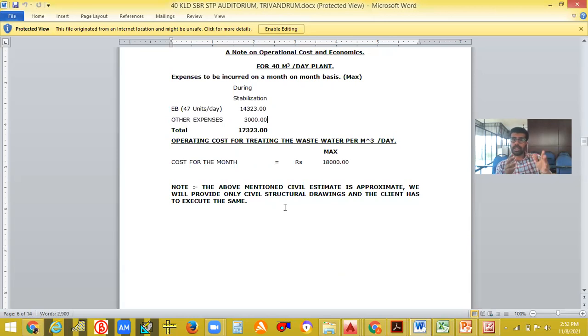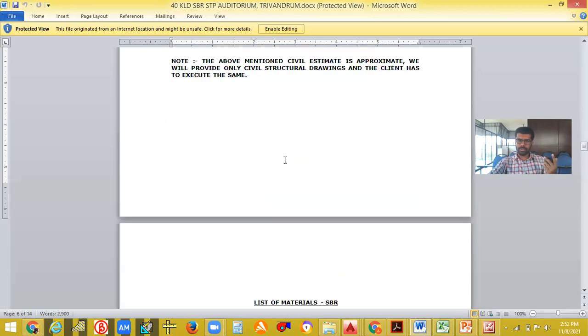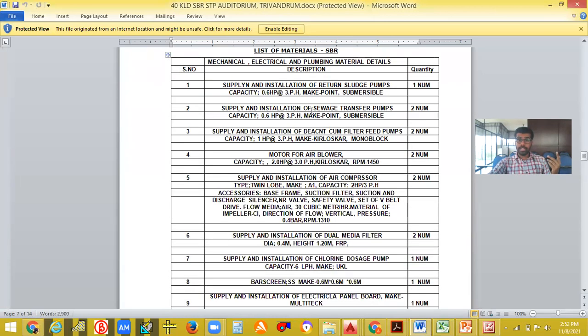And this 7,50,000 won't come in civil works. Excluding civil works only they have said 7 lakh. So civil works is extra. So the list of materials they have used for their sewage treatment plant, these are the numbers.